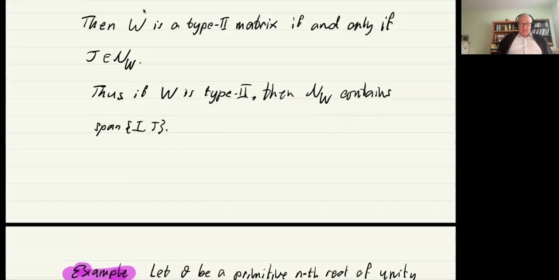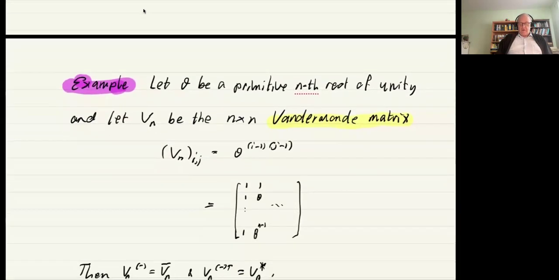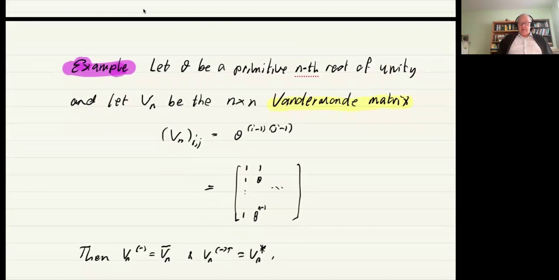So I wanted to give a relevant example, and so I'm going to take a primitive nth root of unity, and I'm going to use V sub n to denote the n by n Vandermonde matrix. So there's the definition. Andries Brouwer assures me that Vandermonde never wrote down the Vandermonde matrix, but I forgot to ask him who did first. But when he makes comments about history, I always take them as correct.